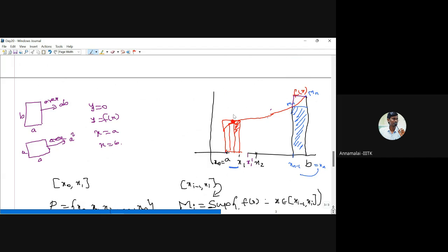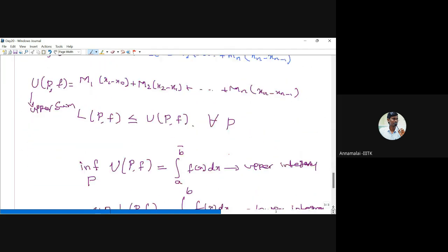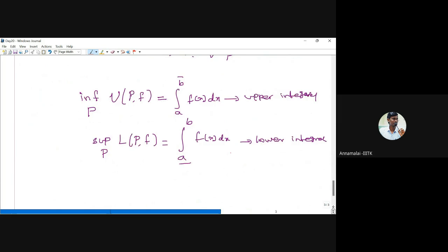So if the number of points in the partition increases, the upper sum reduces, but the lower sum increases. So the upper sum and the lower sum meet somewhere. If they meet, then we say such a function is integrable. So we define the infimum of all the upper sums, where P is a partition over all the partitions of the closed interval a comma b, and we call it the integral from a to b, bar, f of x dx, that is the upper integral.